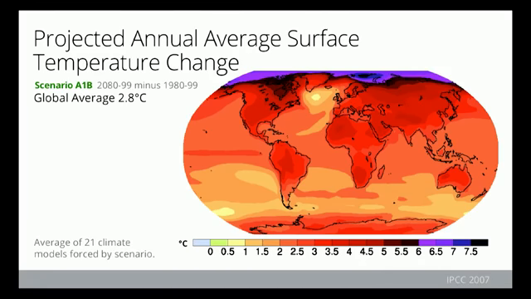So here's the picture of the global average temperature increase for this split-the-difference emission scenario, not utopia, not business as usual. The global average is 2.8. The point here again, as I said before, is that it's not the same everywhere. Land warms more than ocean. The Arctic warms the most.